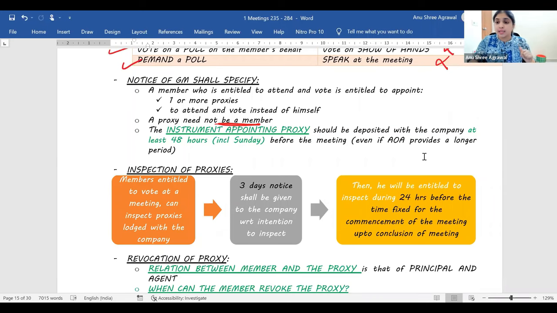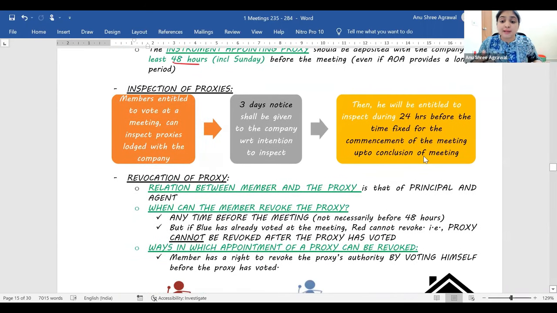Okay, now listen, the instrument appointing proxy, the form appointing proxy, we have to deposit with the company at least 48 hours before the meeting. In case I want to inspect the proxy form, I have to inform the company how many days in advance? 3 days in advance, I have to inform the company. And when will I be able to inspect the proxy form? I can inspect the proxy form 24 hours before the meeting.